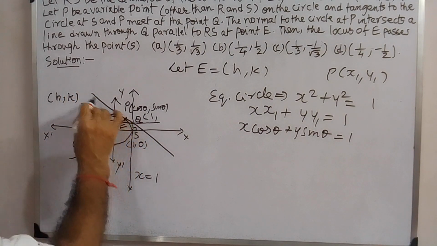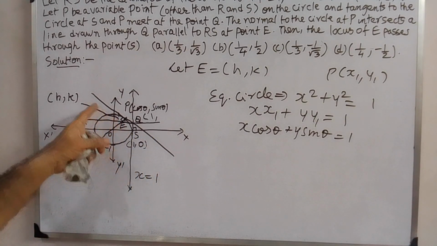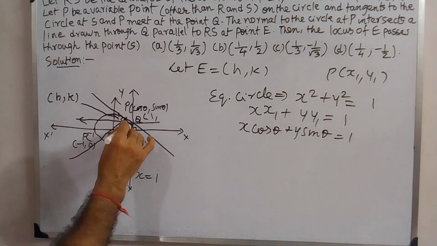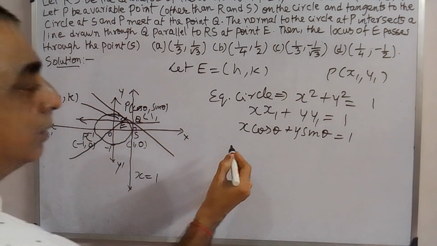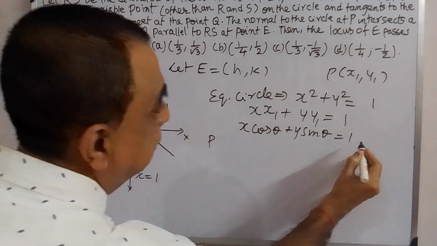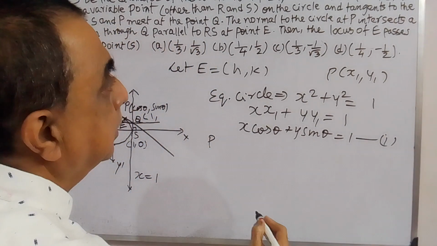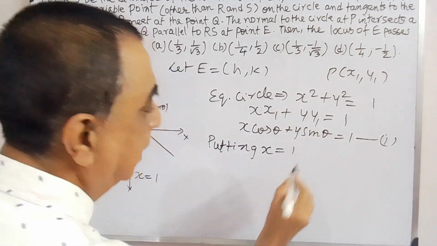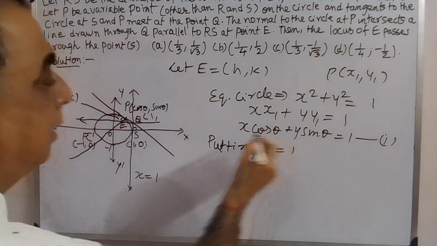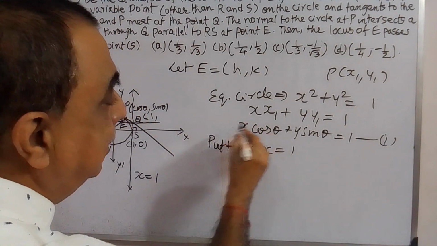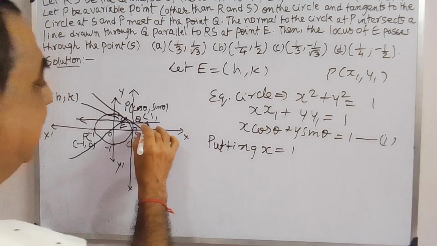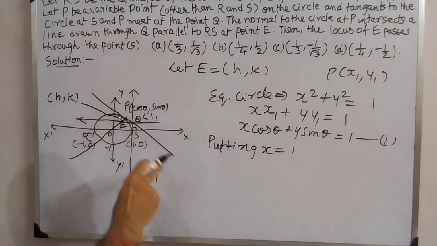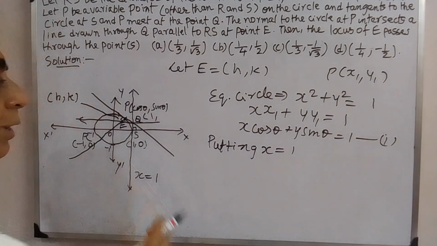the point P. Because Q is lying on that tangent, the coordinate of Q will satisfy the equation of the tangent. So the x coordinate of Q is 1. Suppose I am taking this as equation number 1. Putting here x equals 1, I will get the y coordinate of the point Q. Because the x coordinate of Q is 1 and it is lying on the tangent, it will satisfy the equation.